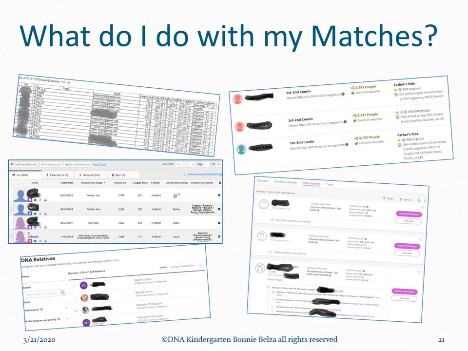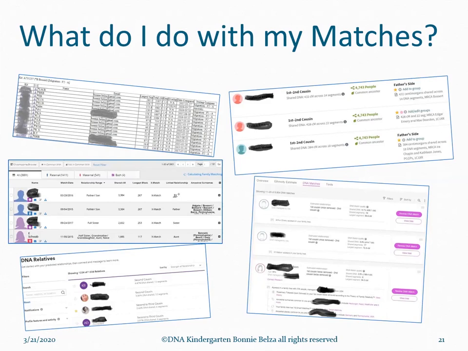So on the upper left is a list of GEDmatch people that match me. GEDmatch shows me how much, like all the companies do, centimorgans I share with each one of these people. It tells me what date the comparison was done, and it tells me where they transferred their test from.